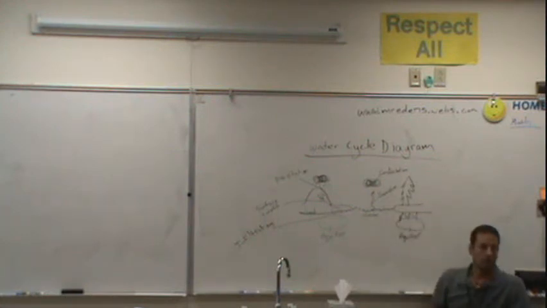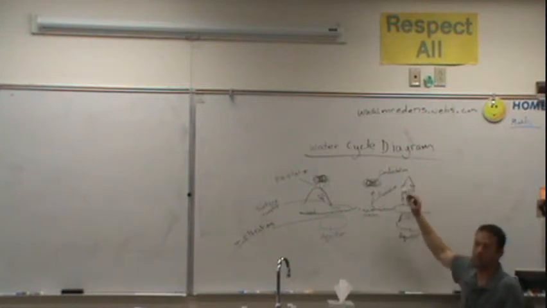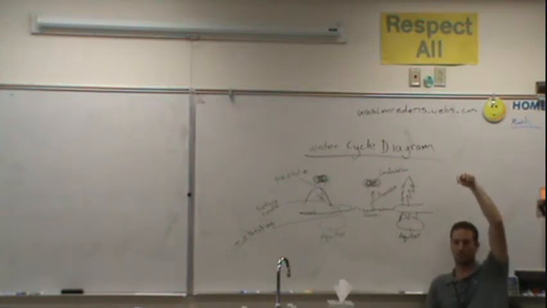And so what's happening here, water gets absorbed by the tree, and the water goes up through the tree using capillary action. Capillary action is where the water tension allows water to pull itself up through materials.